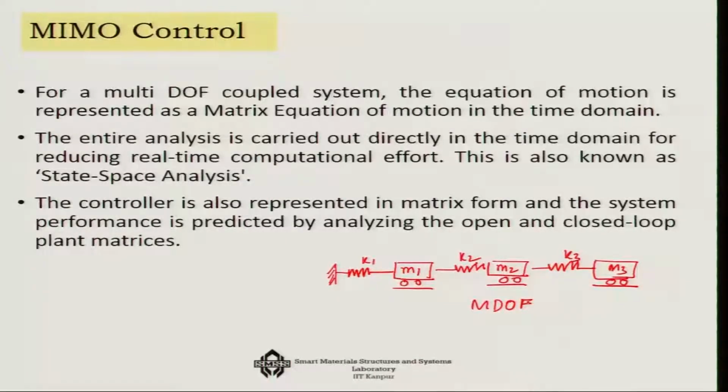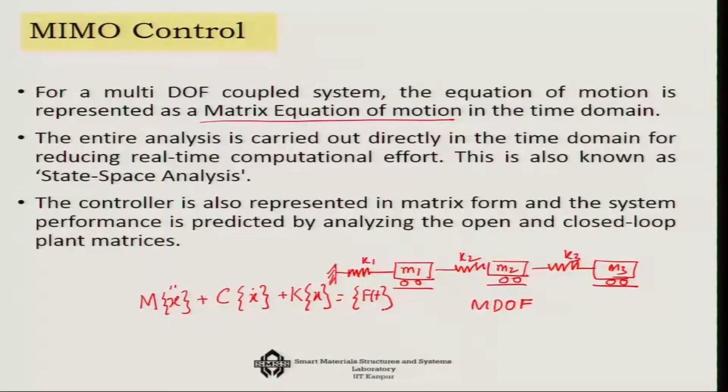That means instead of getting one single equation of m x double dot plus c x dot plus k x equals something, you are going to get a matrix equation of motion in the time domain. The equation will be something like capital M, which is a matrix, in vector form M x double dot plus, if there is some damping, which I have not shown in this model, C x dot plus K x equals f(t). So, that is our matrix equation of motion.